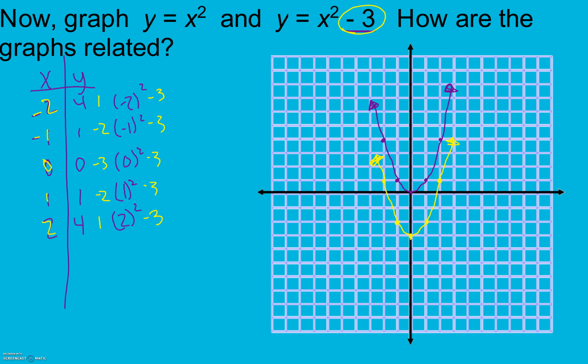And there we go. How are the graphs related? Well, the graph of y equals x squared minus 3 is the same as the graph of y equals x squared, but it's been translated down 3 units. And that's because it's negative. So because it's negative, guys, we went down. We said like subtract it, or y got lower. Okay?